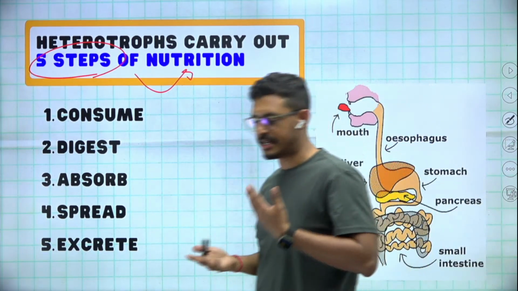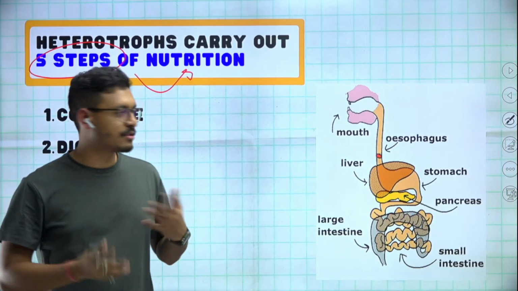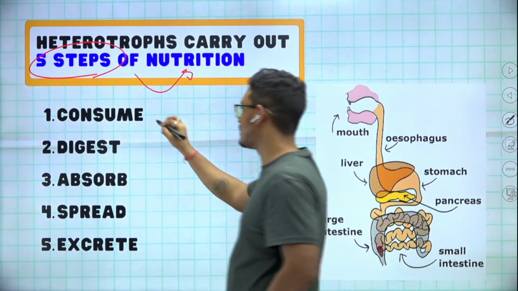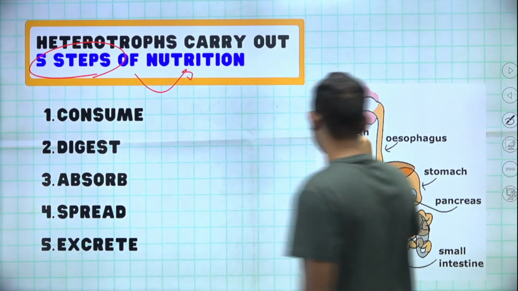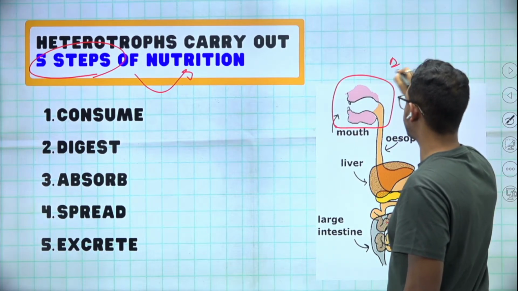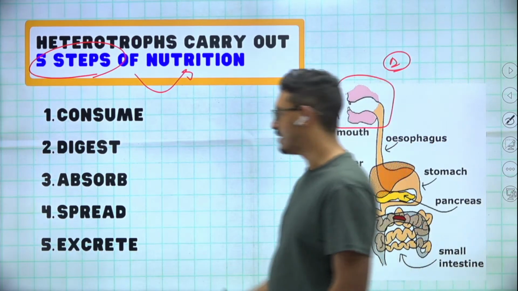Whenever you study in books also, we will always talk about 5 steps of nutrition. First is consume, which you're doing right here with your mouth. That's the first step.